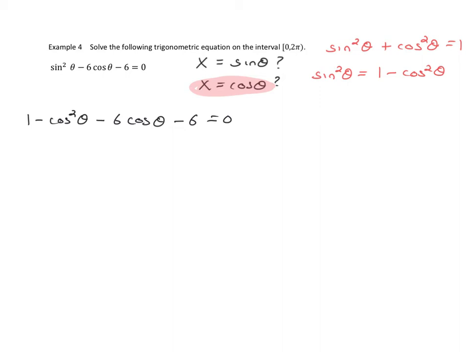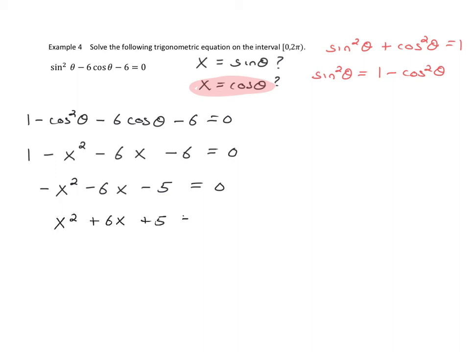All right, the equation becomes 1 minus, so if we square cosine, that's really x squared, minus 6x minus 6 is 0. Okay, if we combine like terms, that's negative x squared minus 6x, positive 1 and negative 6 is minus 5. And there is a negative in every term, so I can divide both sides by negative 1. And what that's going to do is change this to a positive x squared, a positive 6x, a positive 5, and that still is equal to 0.